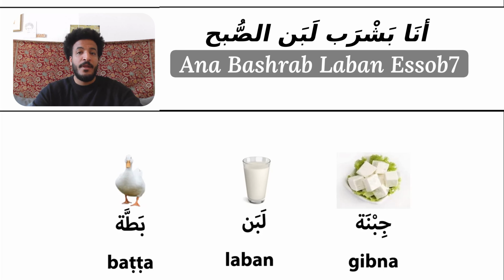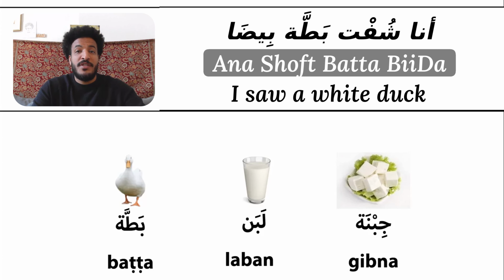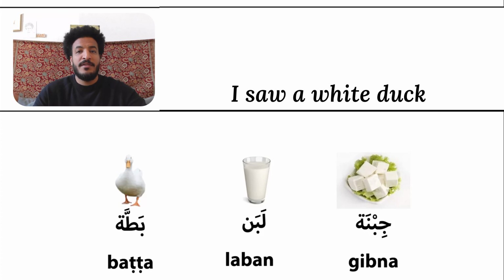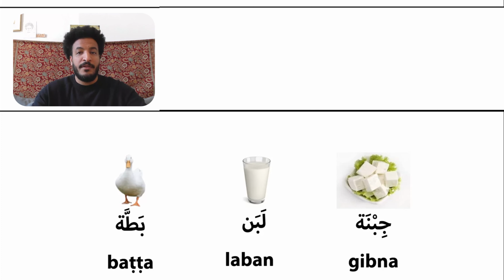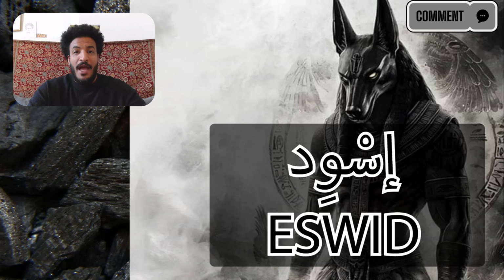Okay? And another thing that could be white is a duck. So to say I saw a white duck, we would say أنا شفت بطة بيضة. And to say this duck is white, we will say البطة دي لونها أبيض. The color of this duck is white. And the next one we have here is the color black, and it is Iswed.